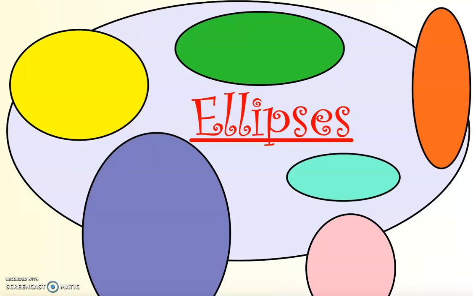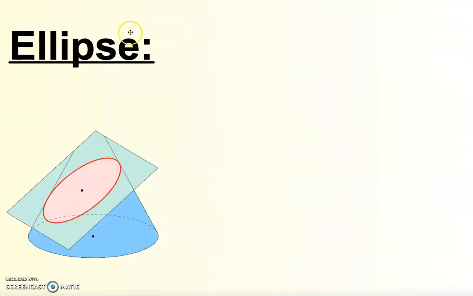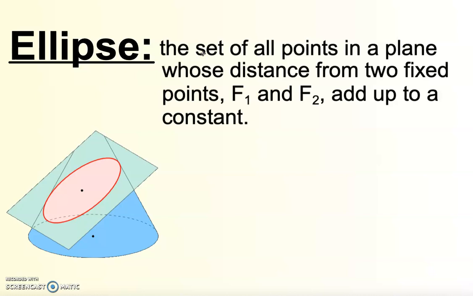What is an ellipse and how is it different than a circle? And you see, by the way, look at this great picture, all these ellipses being shown here on this page. Well, an ellipse by definition is the set of all points in a plane, and in a plane basically means that it is two-dimensional, it's flat, whose distance from two fixed points, point F1 and F2, add up to a constant.